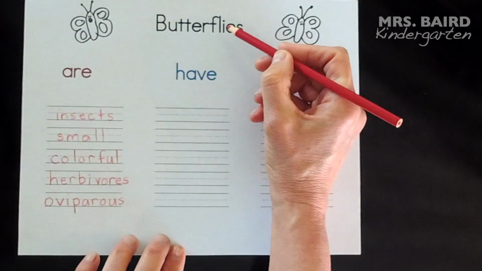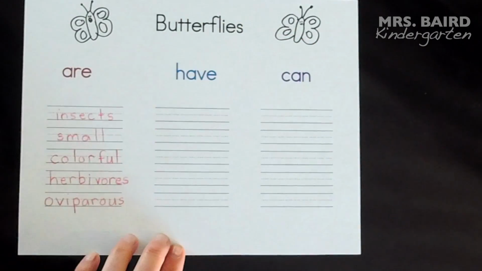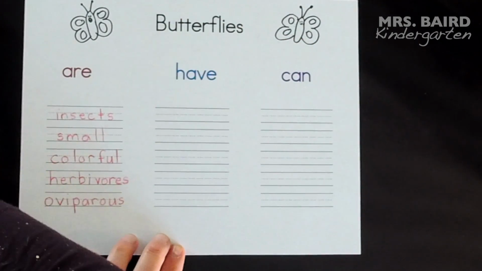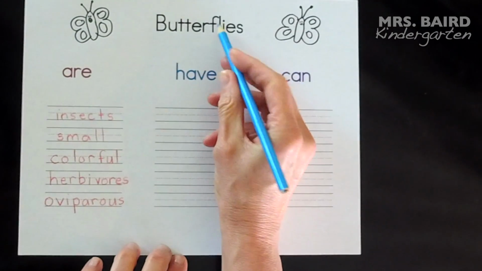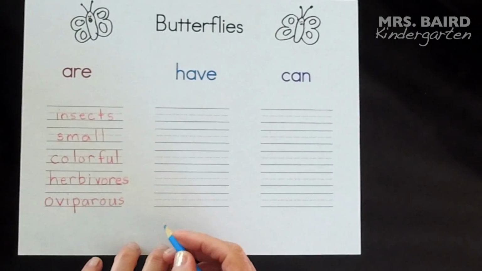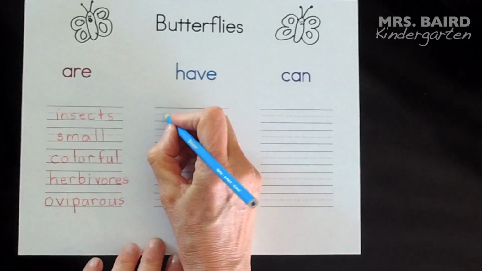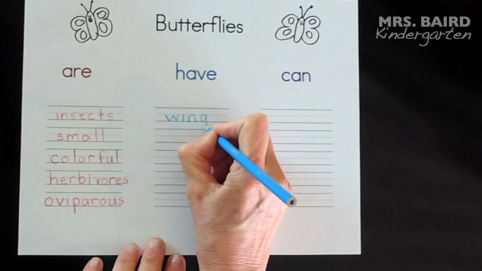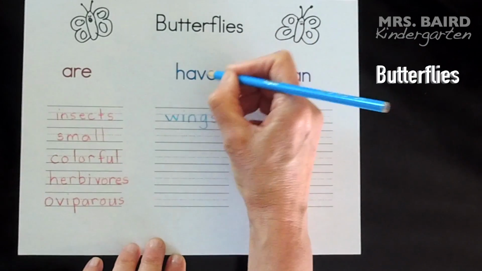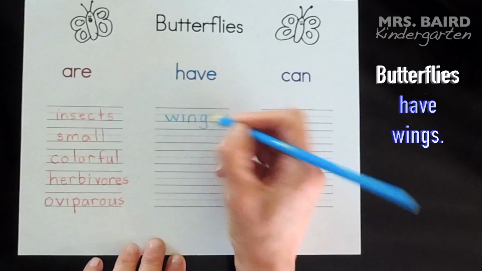We'll also need to do a sentence about what butterflies have. So I'm going to change out my pencils to blue. That's just the color I picked for what butterflies have. Now, butterflies have many different things, but one that I think of right away when I think of butterflies is butterflies have wings. So butterflies have wings.